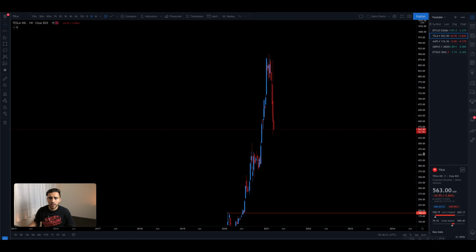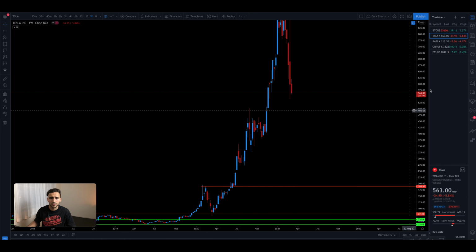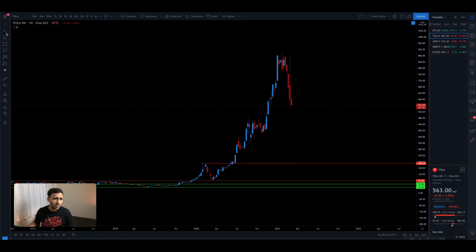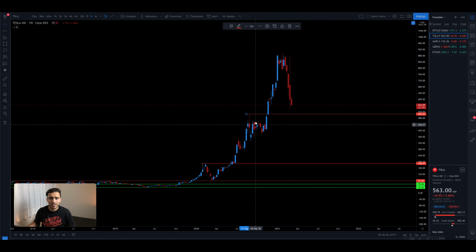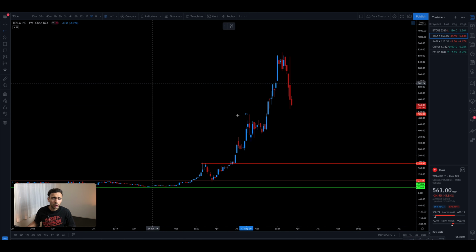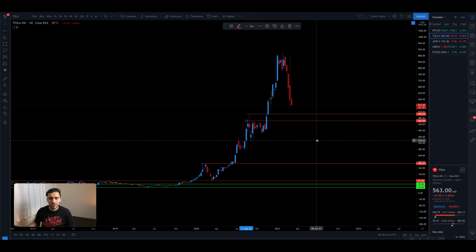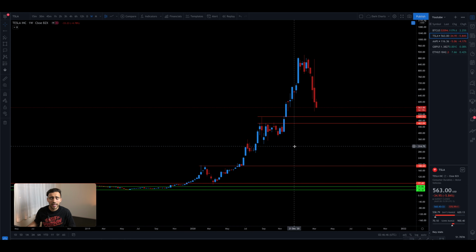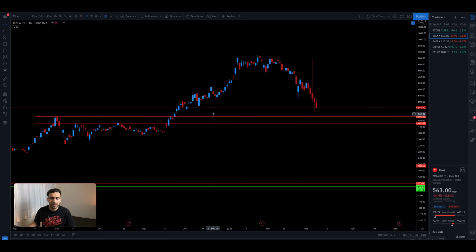And when you look at what Tesla's doing now, this was the top of Tesla, right? So this was resistance for a while. Even when you go down into the daily, you'll see that that was resistance as well. And it's coming back down. So the resistance was blown through, and now it's coming back to test the support to see if that holds or not. So let's go down to the daily, see how those look.